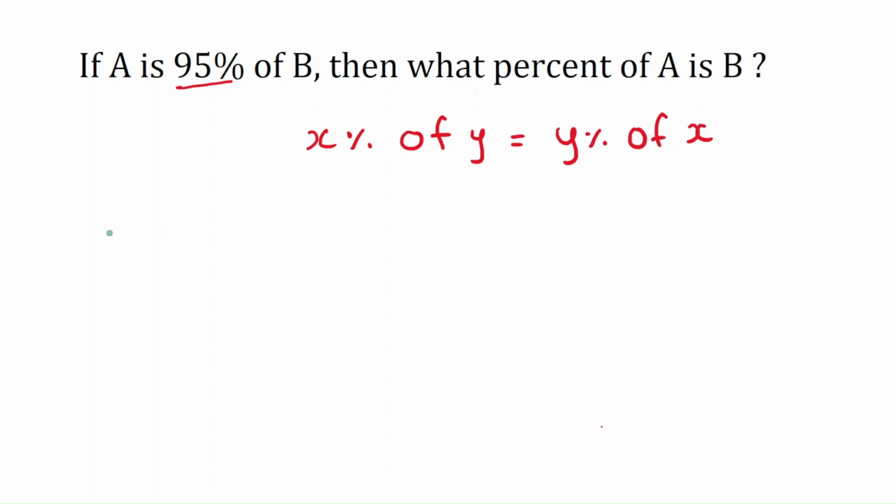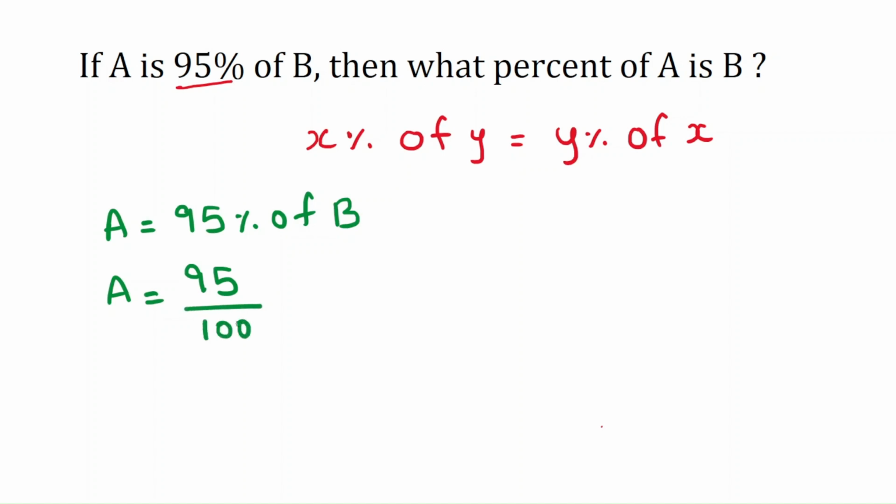In the problem it has given that A is 95% of B. That means A equals 95. You have to remove the percentage symbol, so for that you have to divide by 100 times B. Then that will be A equals, both numerator and denominator are divisible by 5, that will be 19 by 20 times B.